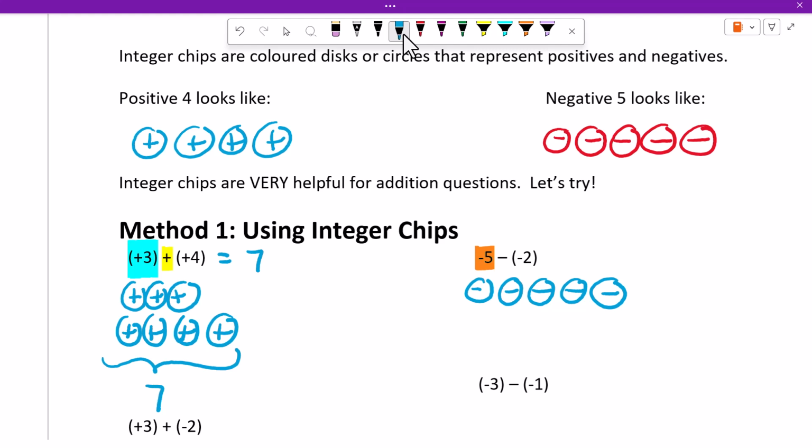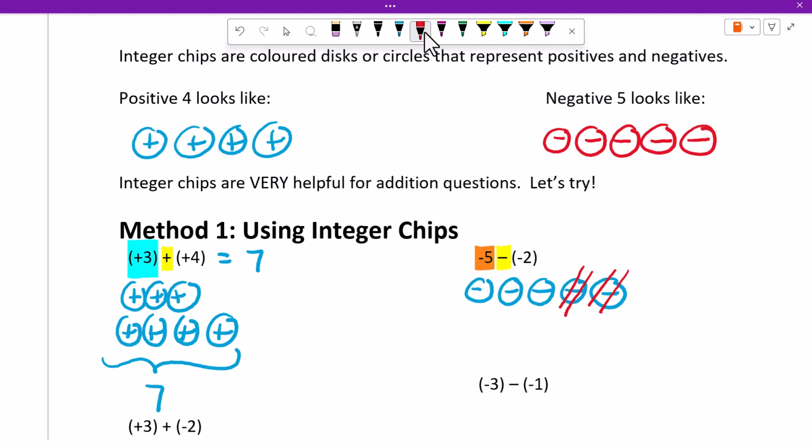Okay, so draw the 5 negatives. Then we have the subtract symbol. Instead of thinking subtract or minus, I like to use the word take away in my mind. So it says we have 5 negatives and we're going to take away 2 negatives. So we're not going to draw all negatives. We're going to take them away. We're going to take away 2 negatives. So I'm going to take this one away, and I'm going to take this one away. Take away 2 negatives. And what we have left over is our answer.